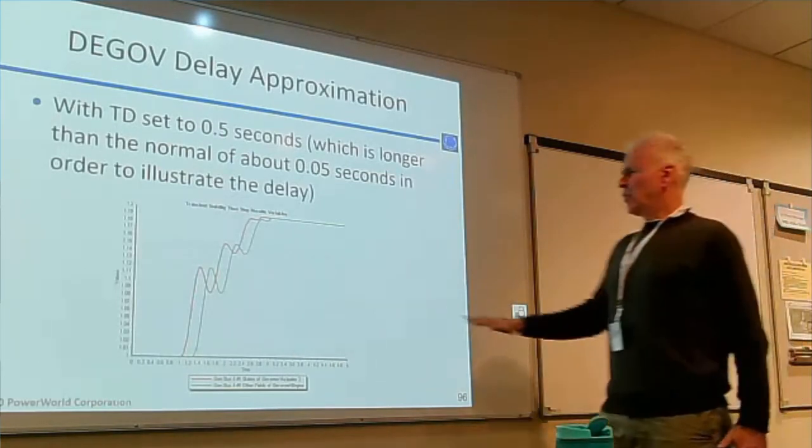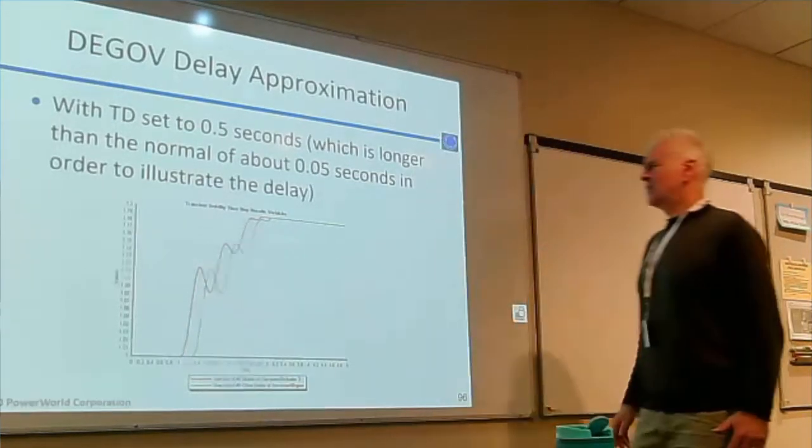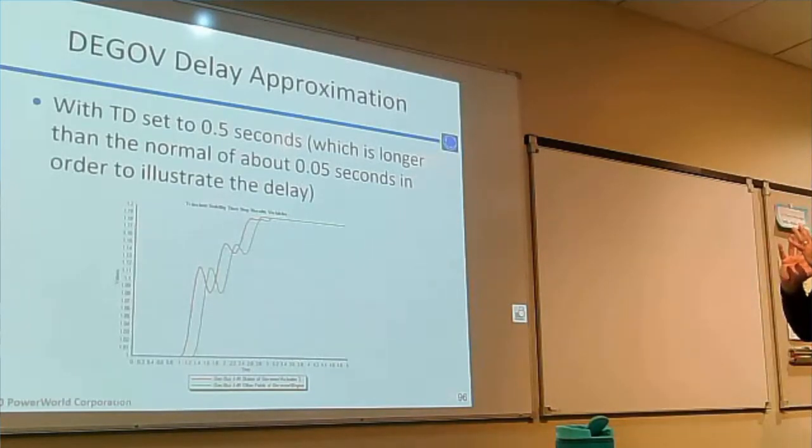And this is an example where we tested it out, where the transient stability input is in the red, and then the green is the output, which is just a delayed input.